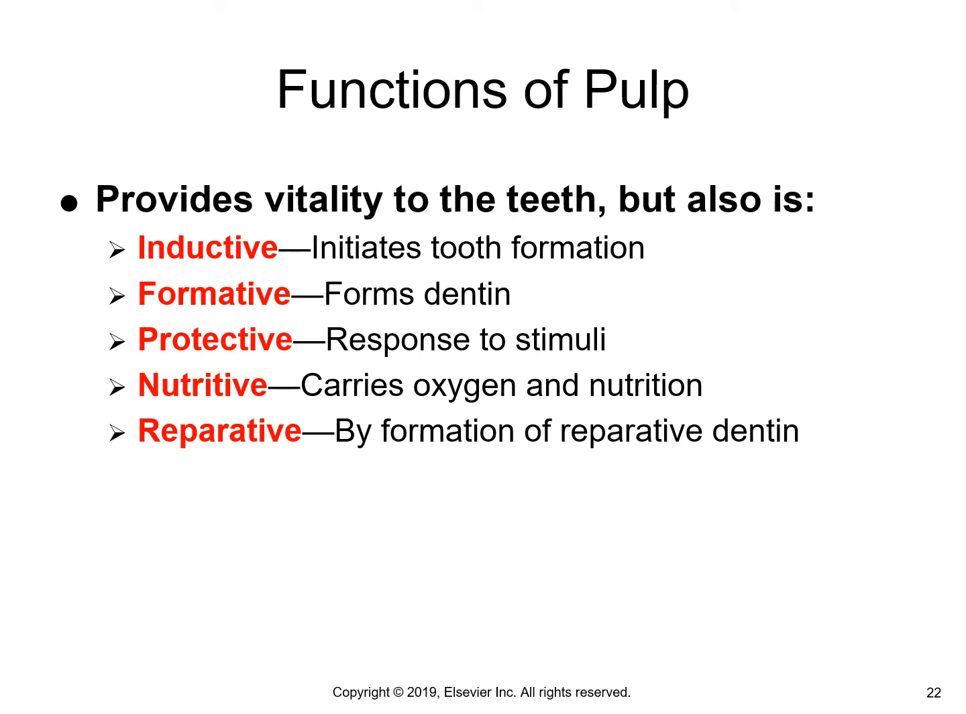So what are some of the functions of pulp? They provide vitality to the teeth, but they also are inductive, meaning that they initiate tooth formation. It's formative, it forms dentin. It is protective because it responds to stimuli. It is nutritive because it carries oxygen and nutrition for the tooth. And it is reparative because it forms reparative dentin whenever there's been trauma to the tooth, and it does that to protect that pulp.